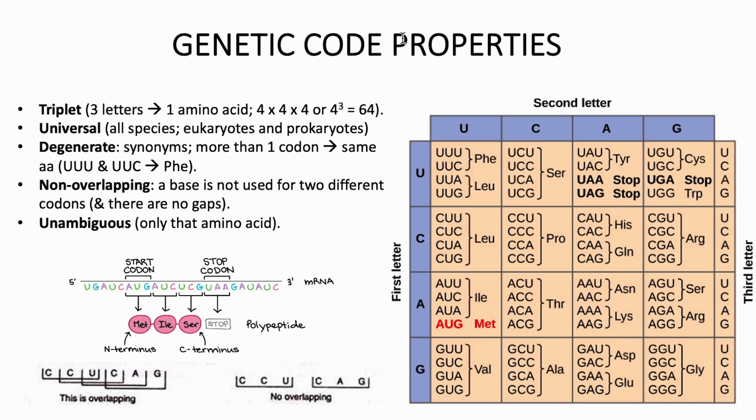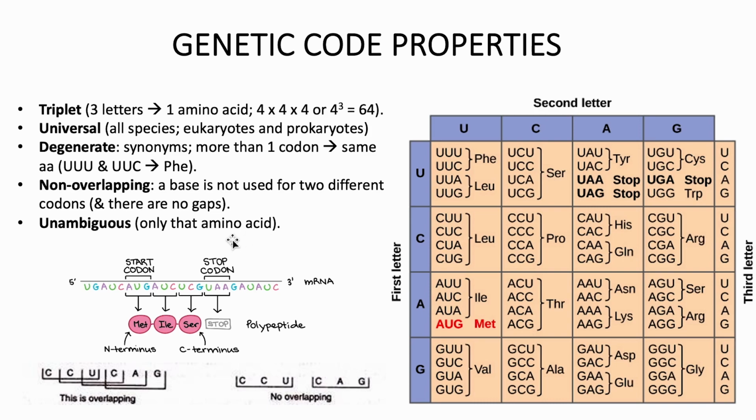Now, besides having this property of being a triplet code, the genetic code is universal. That means all species, eukaryotes and prokaryotes, have the same code. The genetic code is degenerate or redundant. The word degenerate doesn't sound very good, but it's one of the properties of the genetic code. This simply means that more than one codon can code for the same amino acid, as the example we mentioned there. For example, UCU, UCC, UCA, UCG, the 4 of them code for serine.